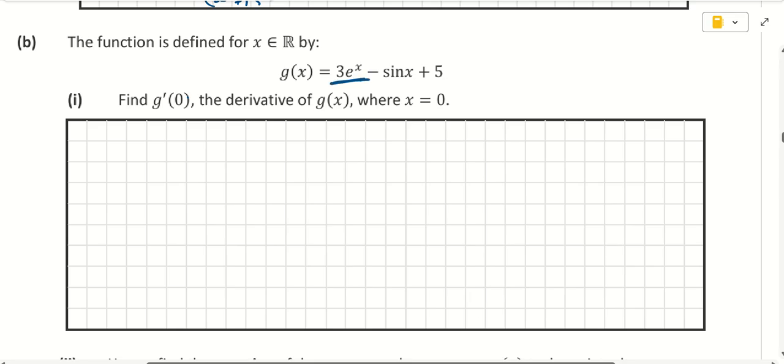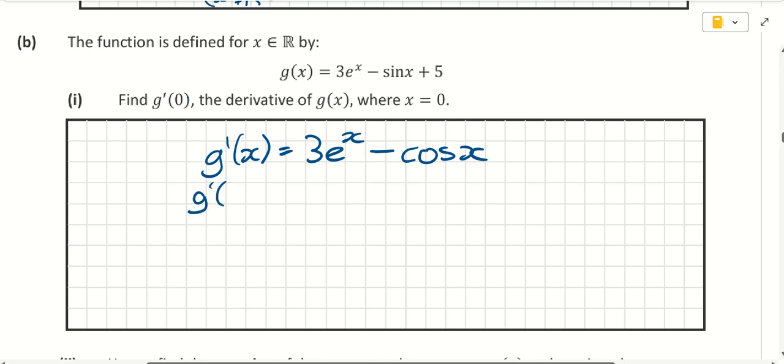So 3e to the power of x actually won't change derivative-wise because e to the power of x just differentiates to e to the power of x. So g prime of x will just be 3e to the power of x. And then minus sine x will differentiate to minus cos x. Again, look at your formula book and you will see the rule there. And then the plus 5 will just be gone.